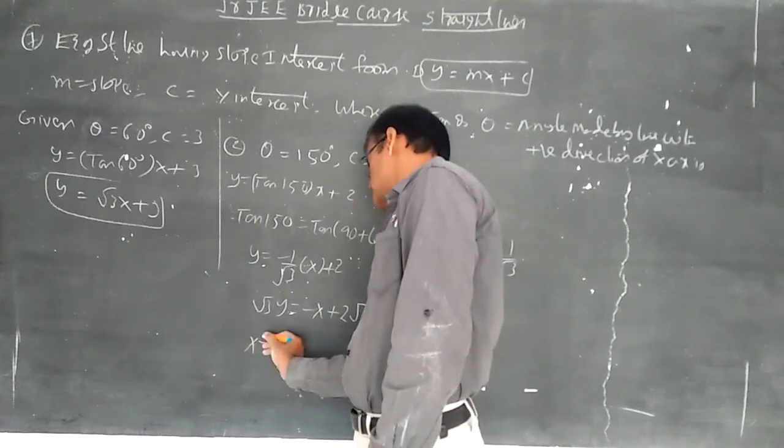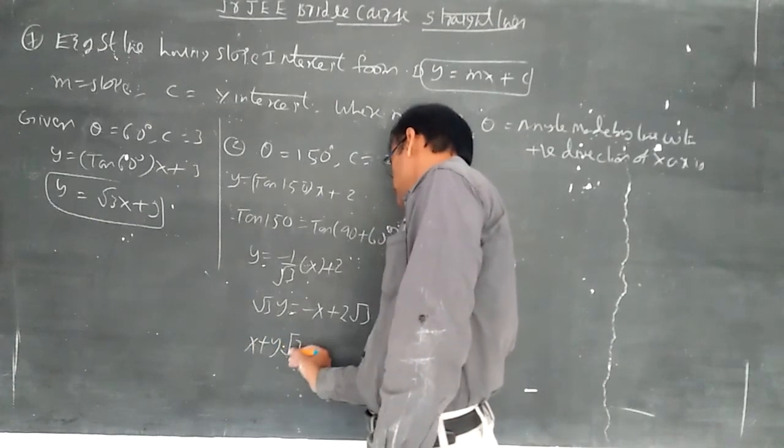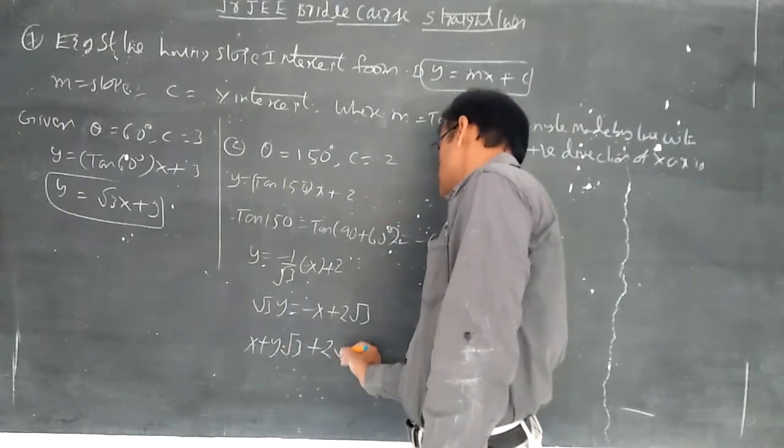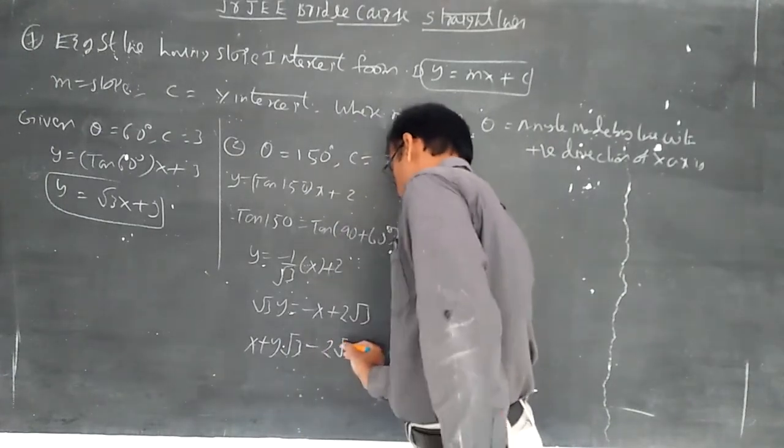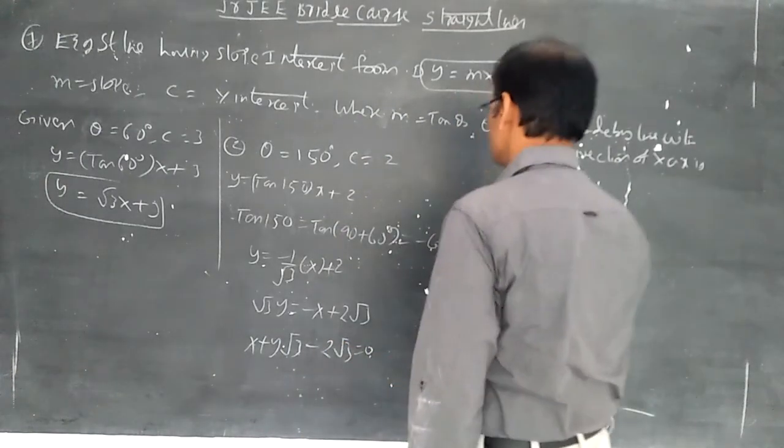So x plus root 3 y minus 2 root 3 equal to 0.